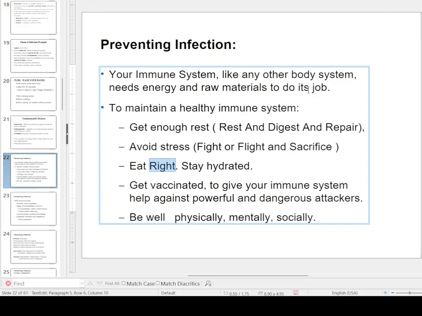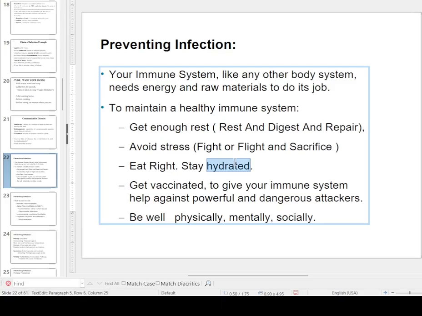Eat right, not just eat. Don't just subsist on coffee and potato chips, but eat right so that the raw materials, the vitamins and minerals, the fiber, all of the protein in the correct amounts are there for your immune system to draw on, to build more troops, to construct the ammunition and the trucks. And these are all war analogies, but that's what it is. There's a war going on in your body.